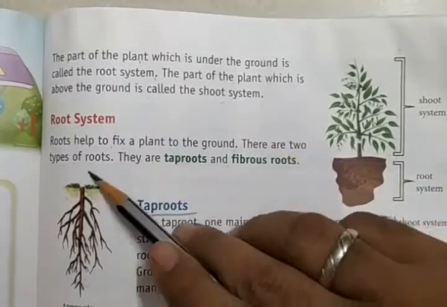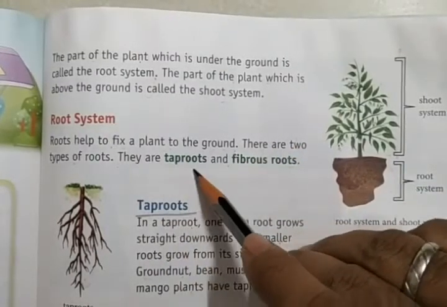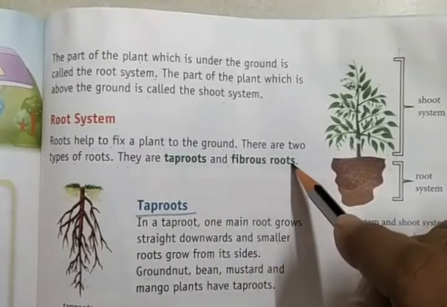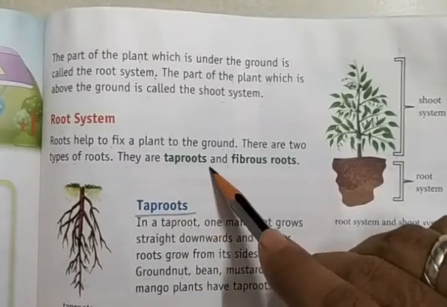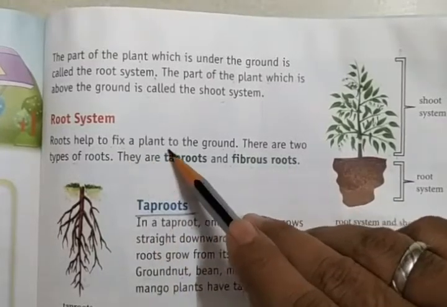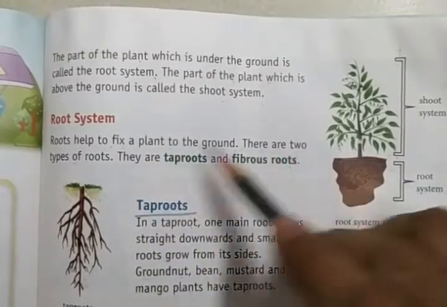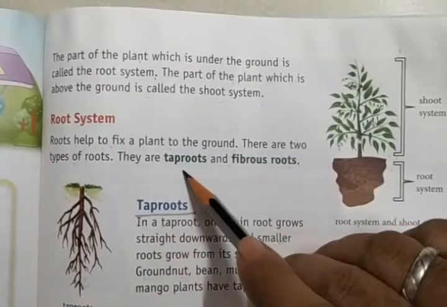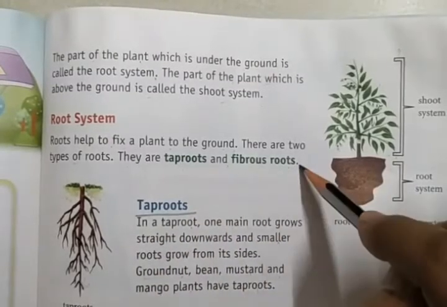There are two types of roots. They are taproots and fibrous roots. Roots help us to fix a plant to the ground. There are two types of roots: taproots and fibrous roots.